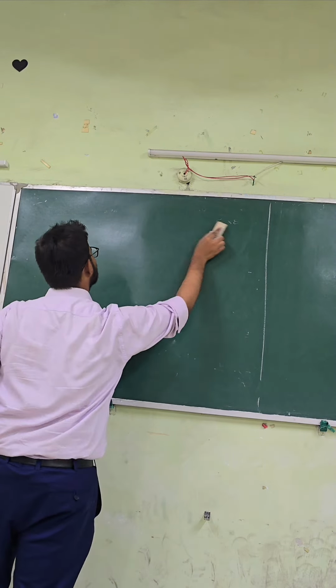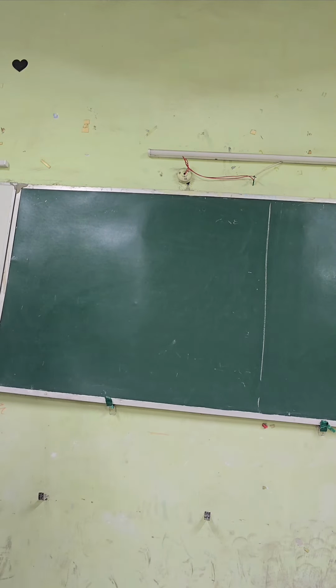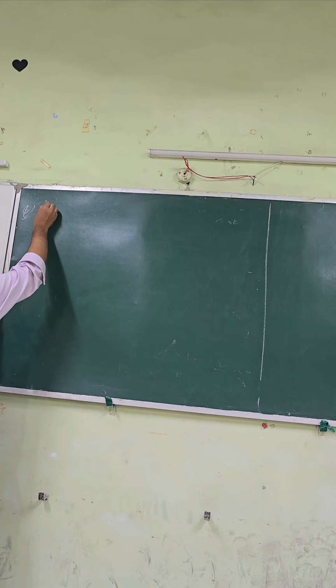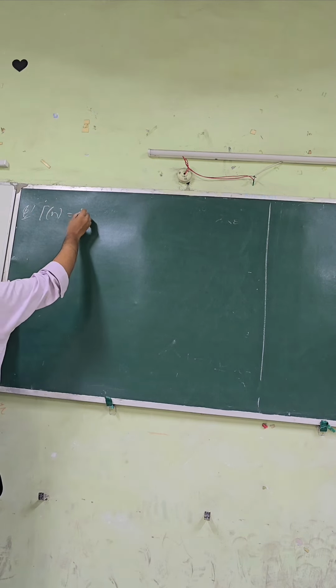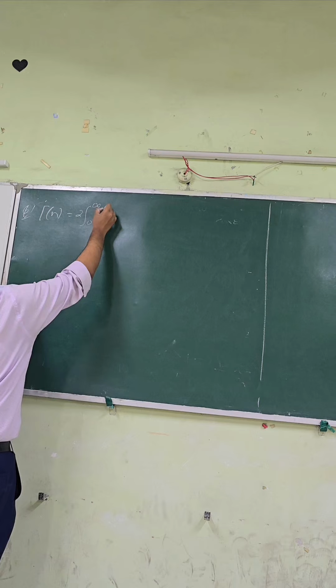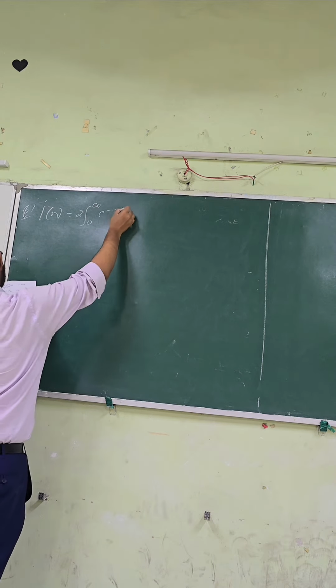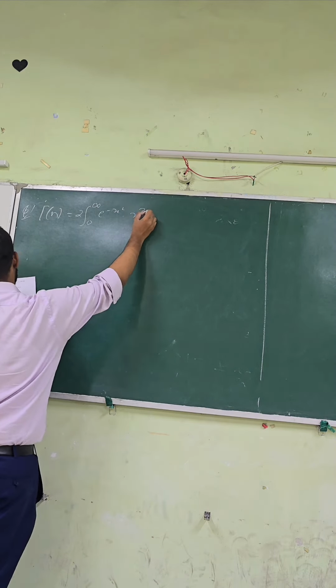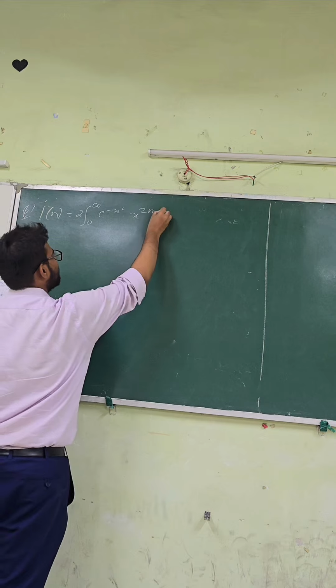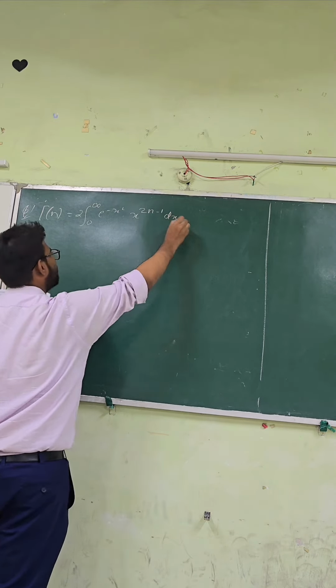Okay, so now let's see another type of problem. Let's see what we get first of all. You are given to prove this question, which is very simple: 2 times the integral, this is equal to, you need to prove this, of e to the power minus x square, x to the power 2n minus 1 dx. You need to prove this thing.